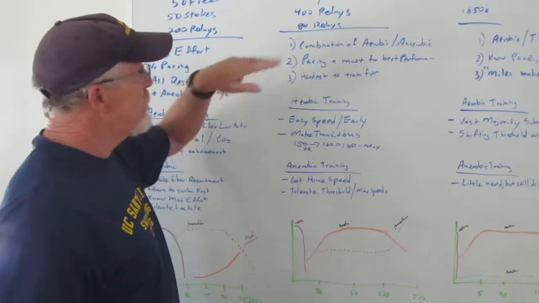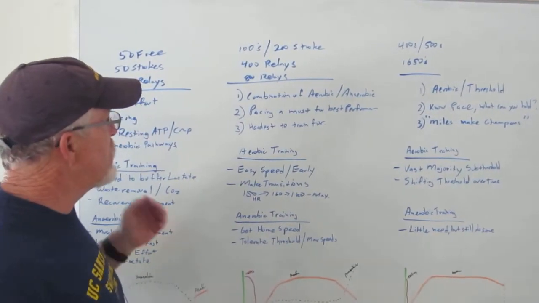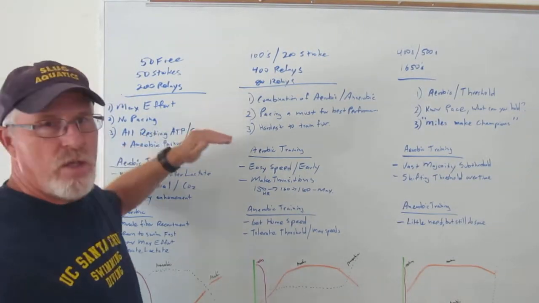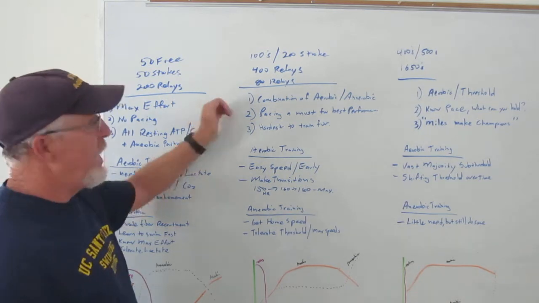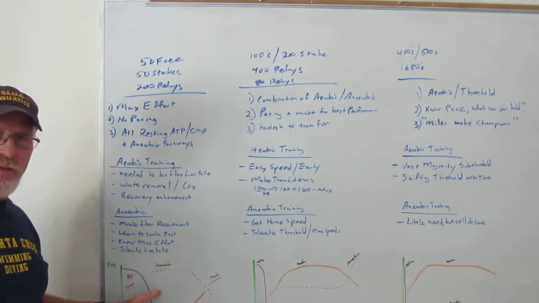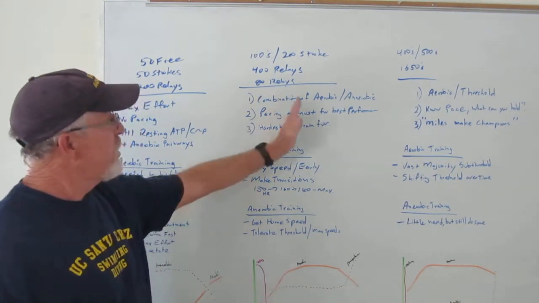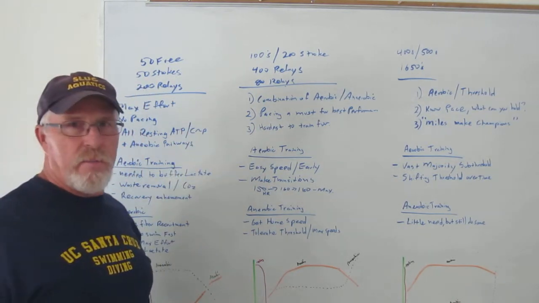As you move into the hundreds and 200s of stroke, which includes the 400 relays, and I would include the 800 free relays, it really is a combination of aerobic and anaerobic pathways. Pacing is a must. You cannot swim your first 50 this way and hope to be successful at the end of the 200 events. So you really have to know how to pace.